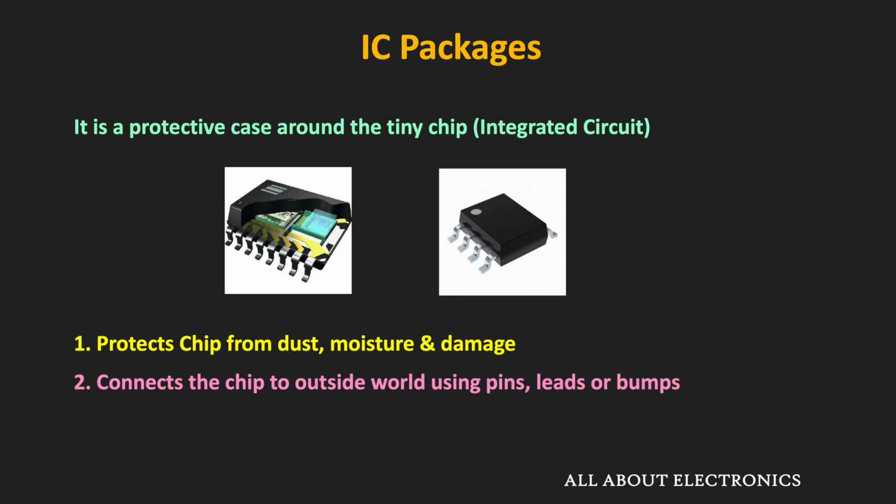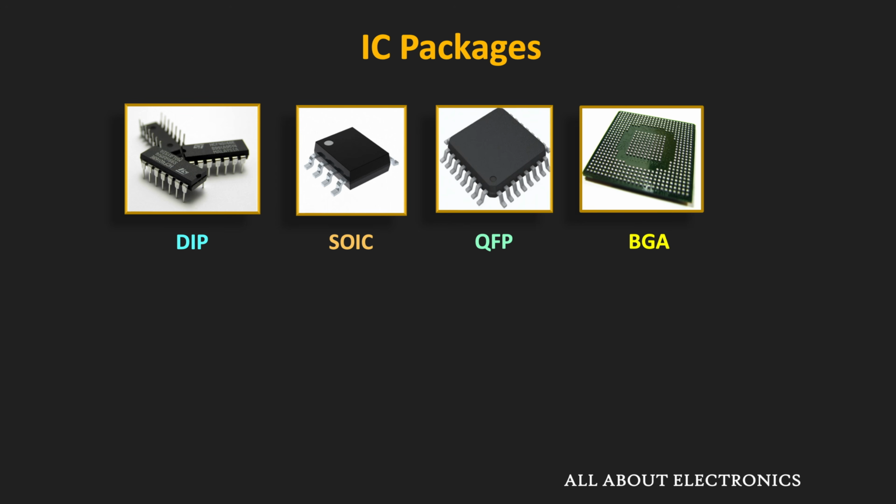And the third thing is that this IC package removes the heat from the IC whenever it is in working condition. So in the electronics industry, different types of IC packages are used, like the DIP, SOIC, QFP and the BGA. And looking at all these different packages, the first question that arises in our mind is: why do these different IC packages exist?